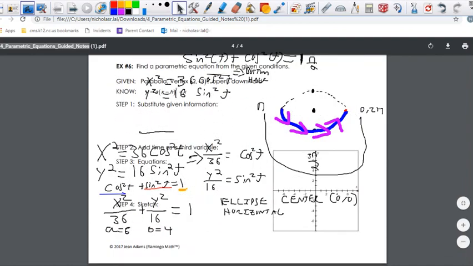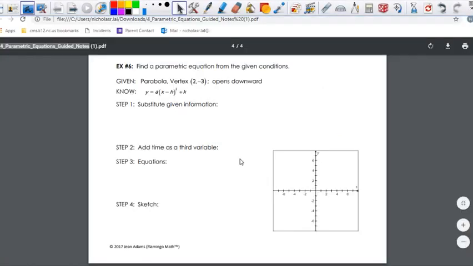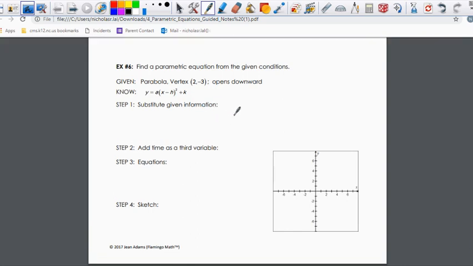Let's do example 6. Okay. We need to find the parametric equations from the given conditions. A parabola with a vertex 2, -3 opens downward. We have to know that y is equal to a times x minus h squared plus k. All right. So we know that. I have to substitute with the given information because it opens downward.